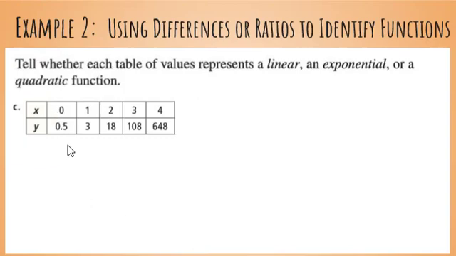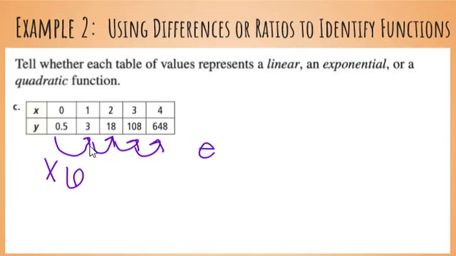And another one for example 2. Again, we're looking at what pattern we're using to get from one number to the next. If I multiply 0.5 times 6, I'm going to get 3. 3 times 6 is 18. 18 times 6 is 108. 108 times 6 is 648. Since we're multiplying by the same amount each time, this function is an exponential.